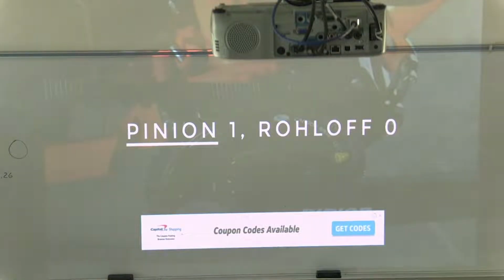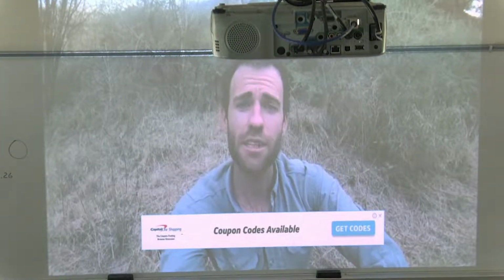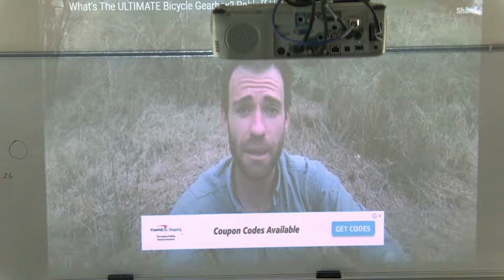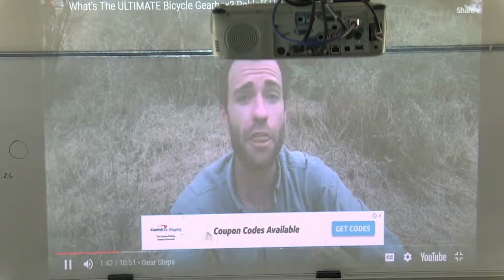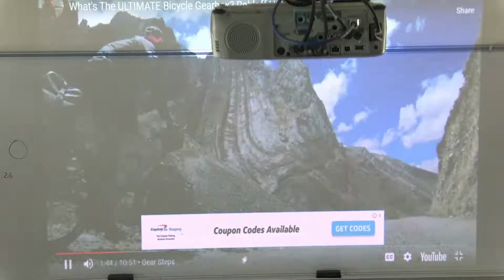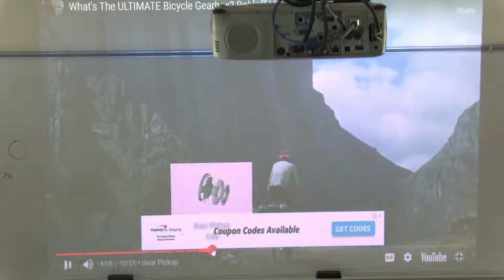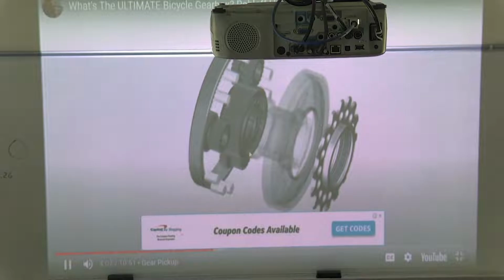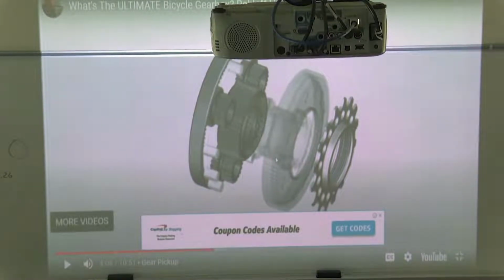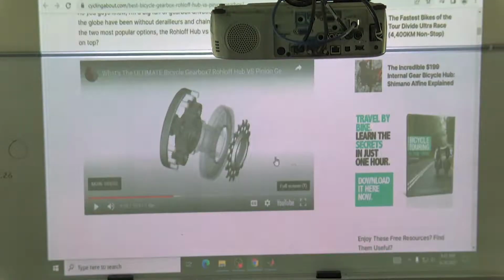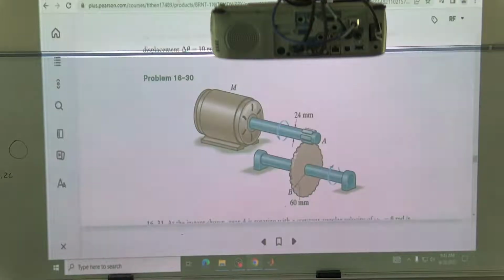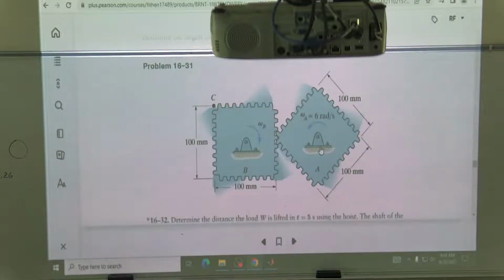Number 2, gear steps. The Pinion gearbox and Rohloff hub have even gear steps of 11.5% and 13.6%. Anyway. The best way to understand what these numbers mean is different numbers of engagement points depending on the gear selection. Anyway, so there's a lot of interesting things out there. I didn't mean to distract us too much.